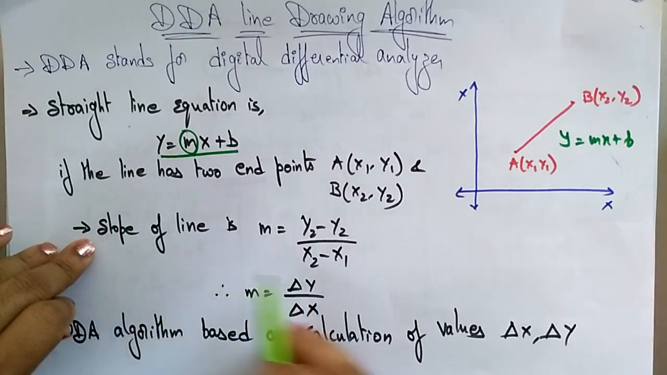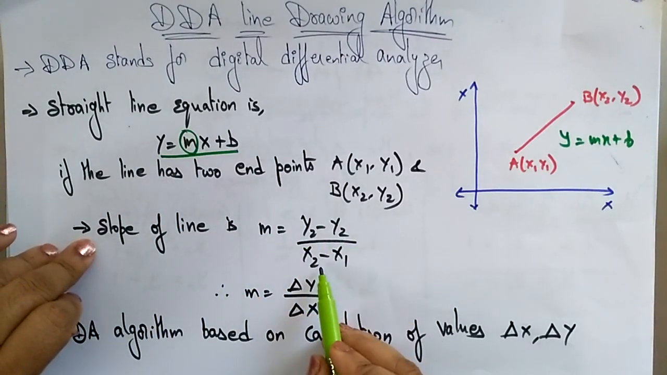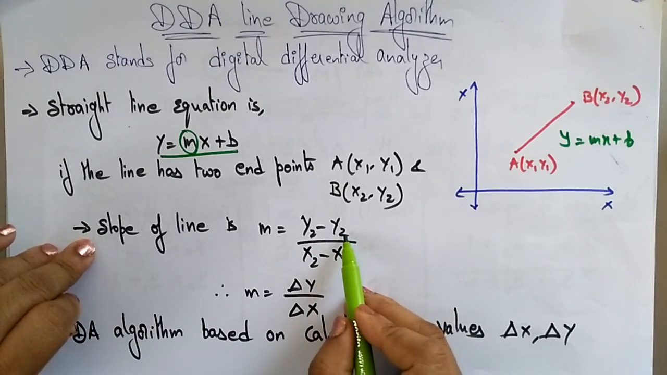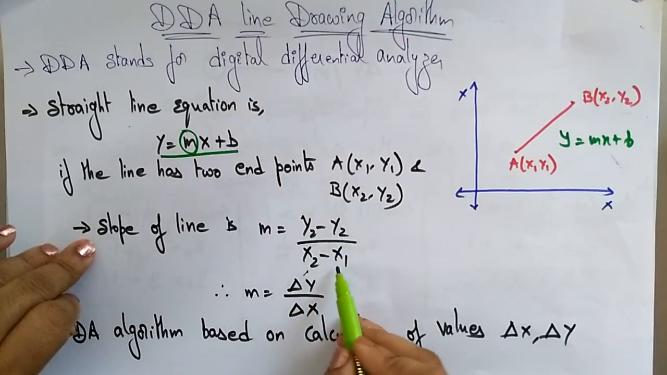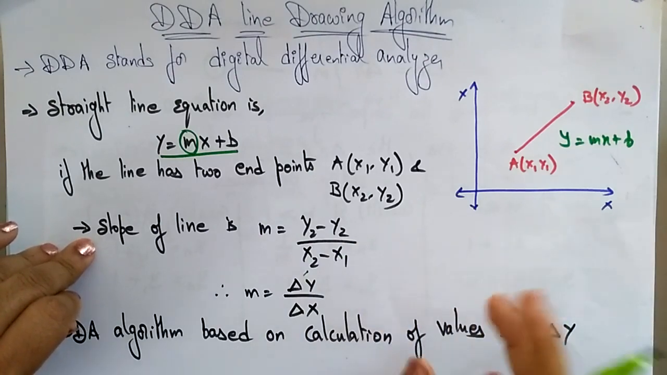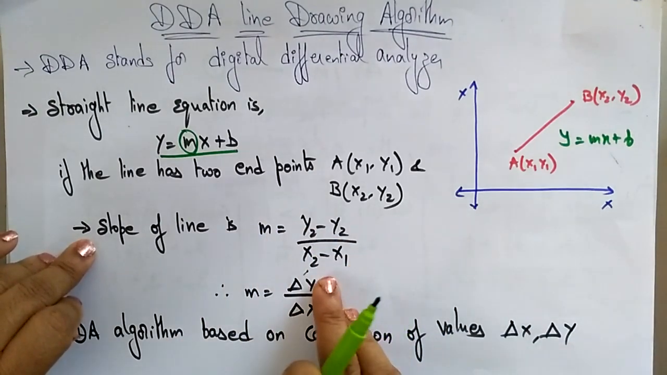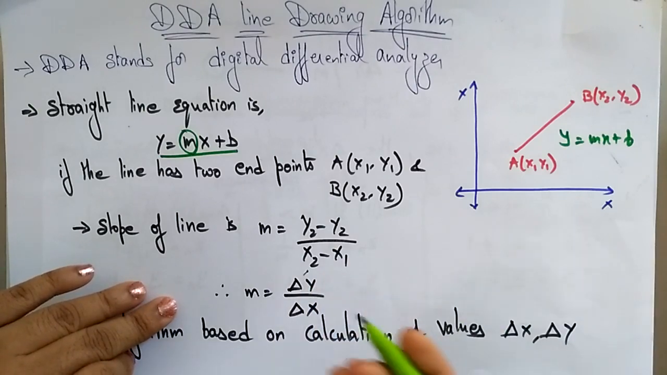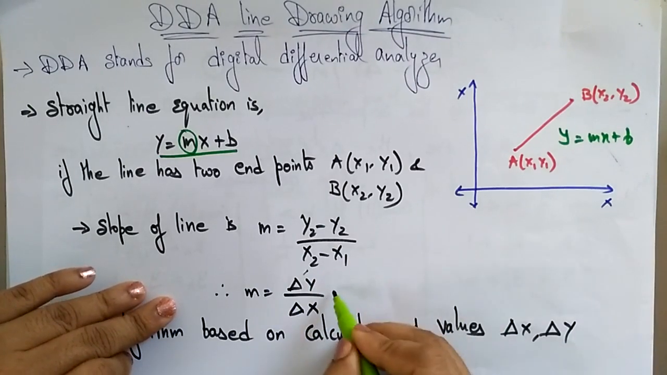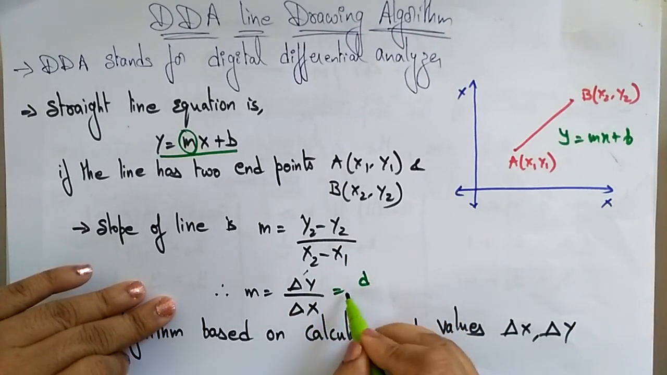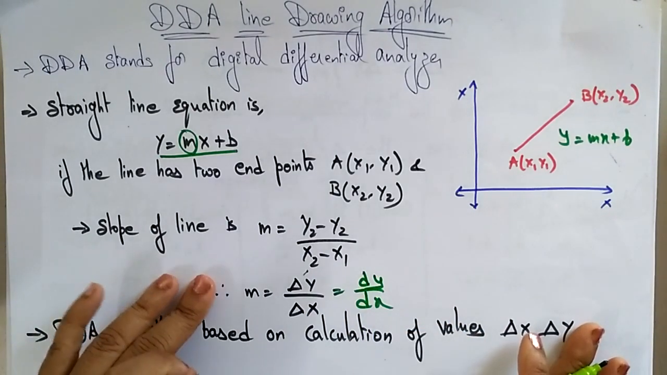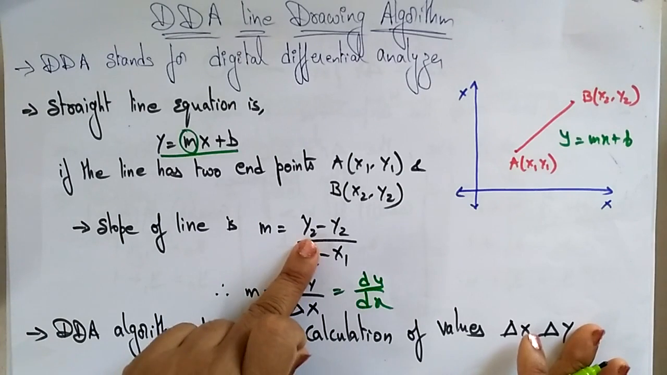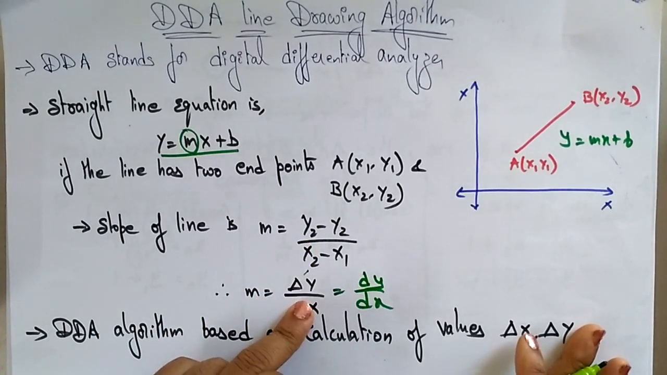m is nothing but the difference in the y coordinates divided by the difference in the x coordinates, that is (y2 - y1) / (x2 - x1). You can also write it as dy/dx or delta y / delta x. So the slope of a line is nothing but the difference in y coordinate divided by the difference in x coordinate.